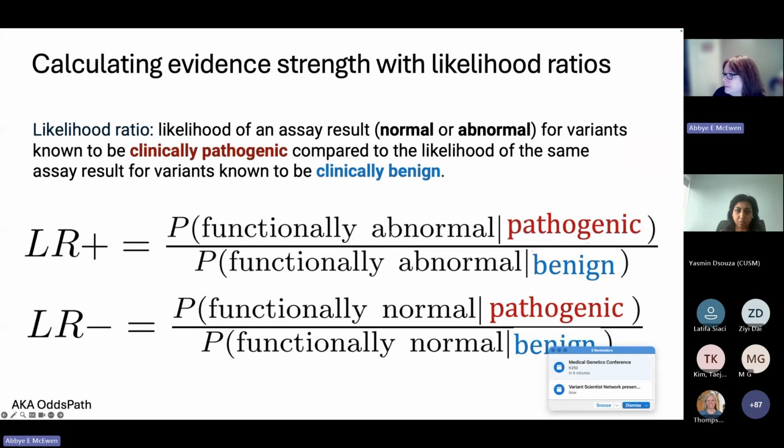In plain terms, the likelihood ratio asks, how likely is this result, normal or abnormal, in variants that we know are pathogenic versus variants that we know are benign? So if abnormal shows up more in pathogenic variants, that's a high likelihood ratio and strong evidence. You'll also see likelihood ratios called odds of pathogenicity, and mathematically this is equivalent. Feel free to use either term.